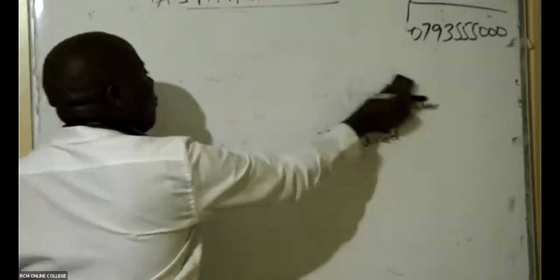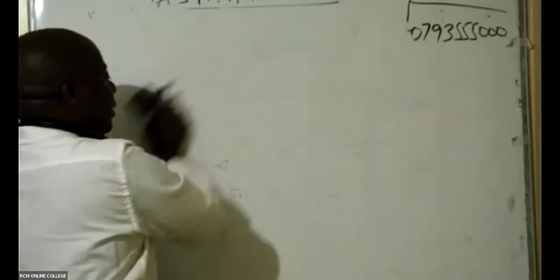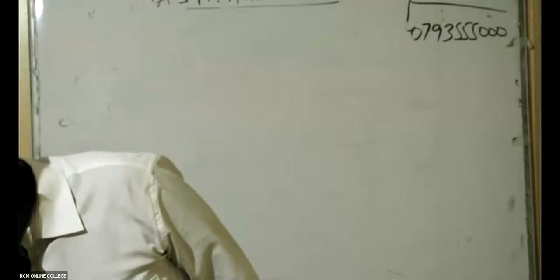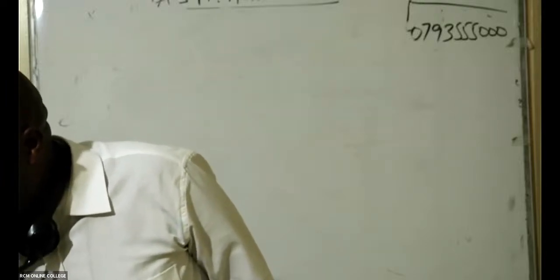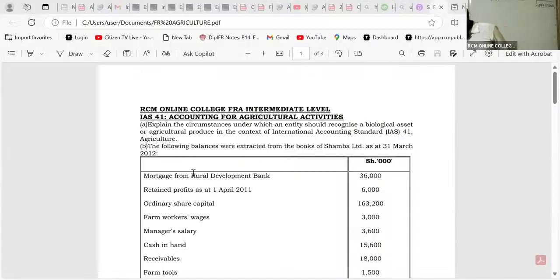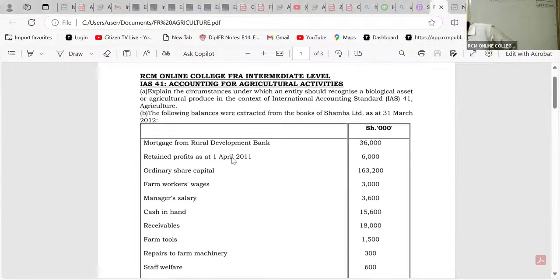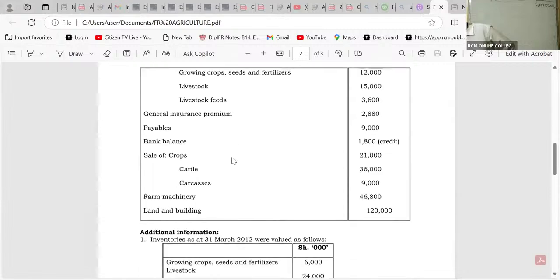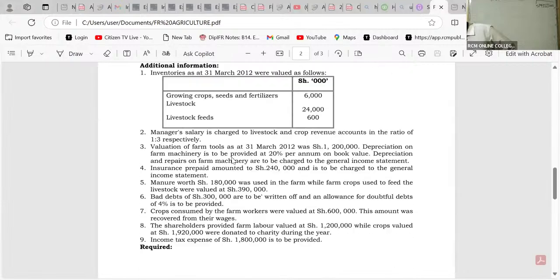Thank you. But from there, they want us to do something very easy here. They have given us this second question. In this second question, what do they want us to do for them, my students? They've told us here, the following balances were extracted from the books of Shamba Limited as of 31st March 2012. So I can see things happening there. Very many things, they have given me a trial balance. I can see additional information.